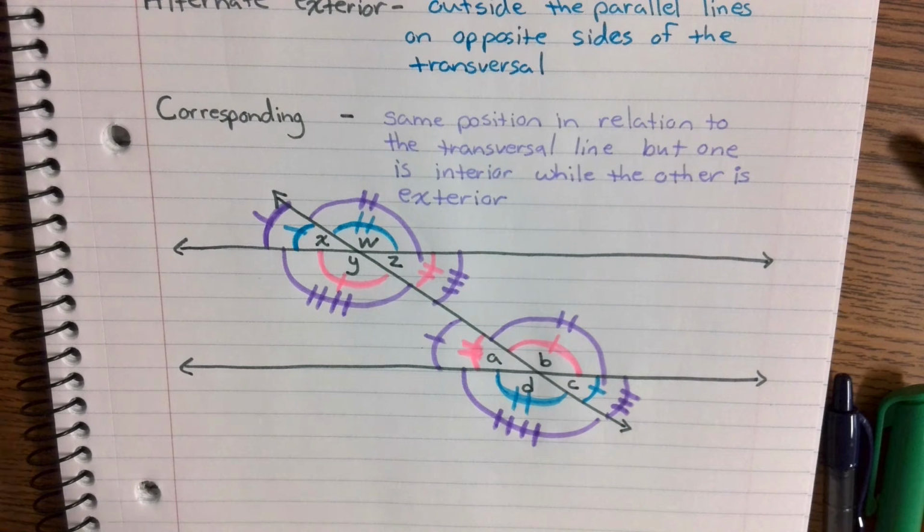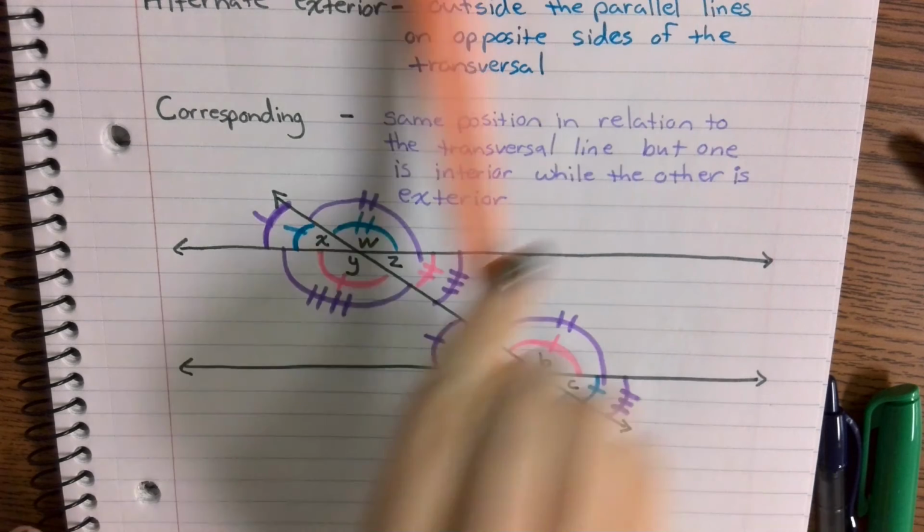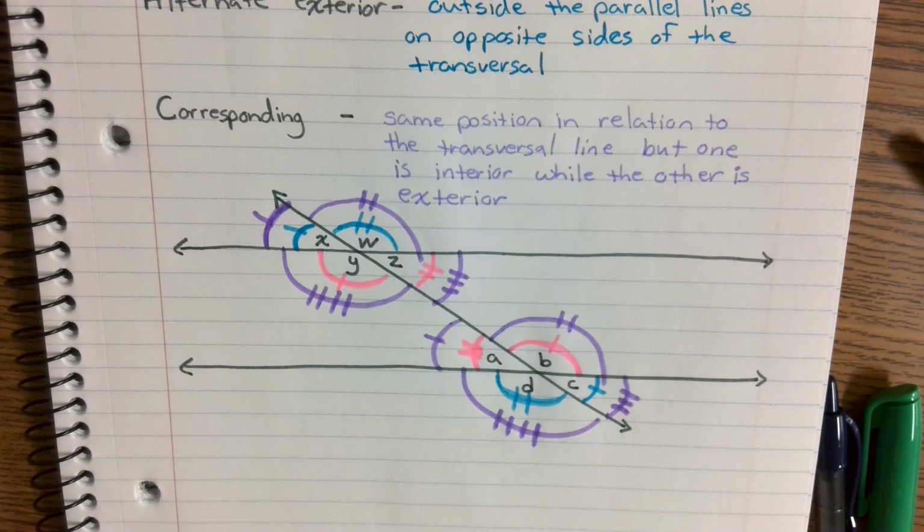And again, it's important to know that alternate interior angles are congruent. Alternate exterior angles are congruent. Corresponding angles are congruent. Okay? So all we've created here is a set of total congruency. Now, an important note to make.